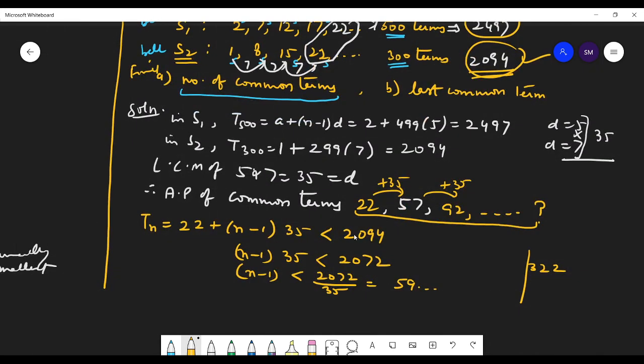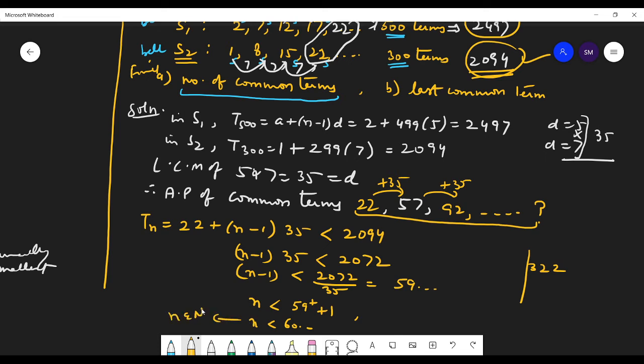तो इसका मतलब क्या हुआ? n must be lesser than 59 plus something plus 1. It means n will be lesser than some 60 point something. Yes. So 60 point something, n is a natural number, you know.